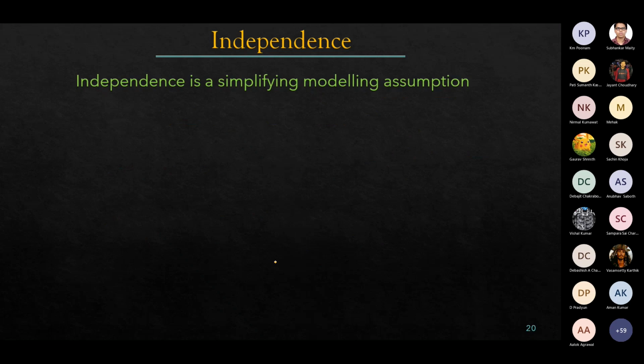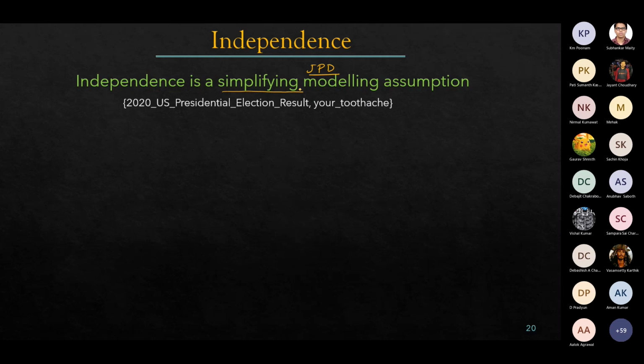Now, independence is basically a simplifying modeling assumption, right? We are just trying to simplify the computation of the joint probability distribution. But maybe the independence assumption that we are taking may not be valid also. You are making some assumption to make the computation easier, right?